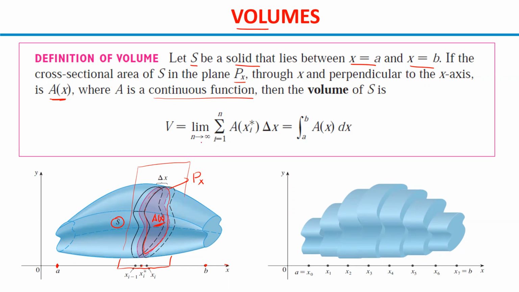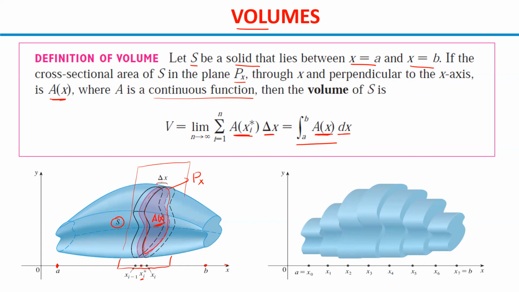So the volume of S is simply given as V, which is the integration from A to B of the area of the cross-section that we consider, times dx. Before coming to this integration, finding the volume of this solid region S is simply the summation of the areas at xi, times change in x. So change in x is the thickness of the area.